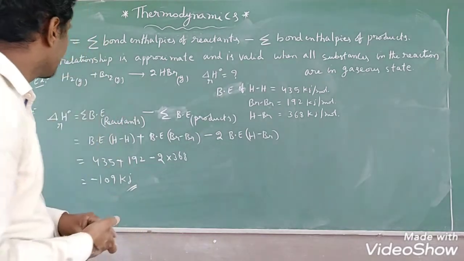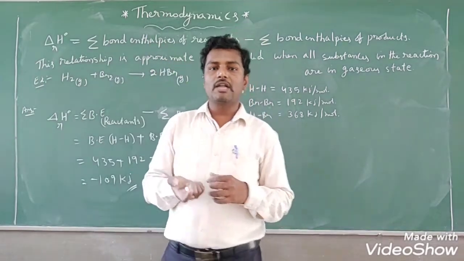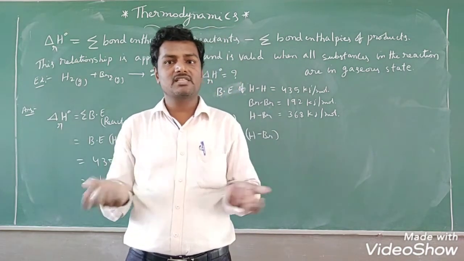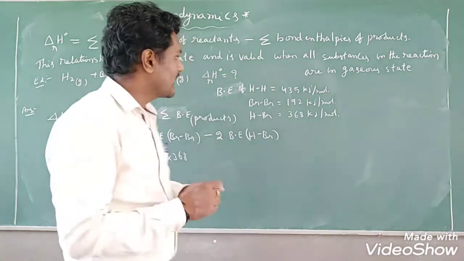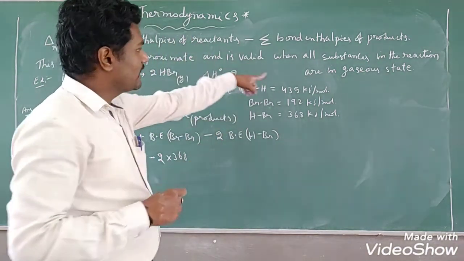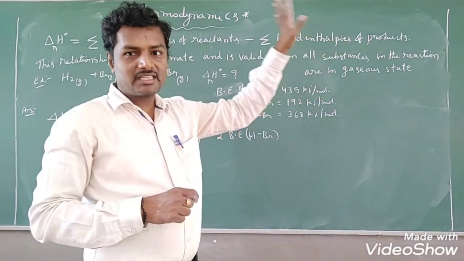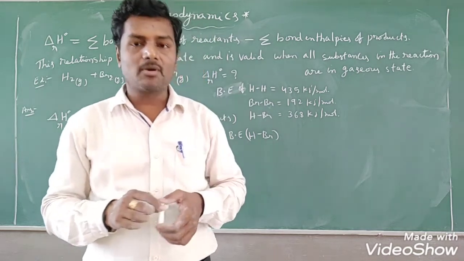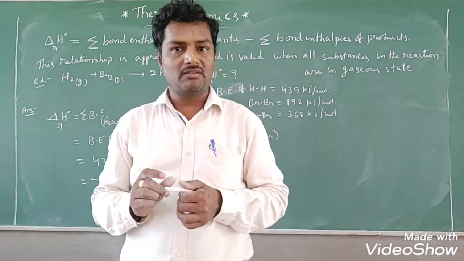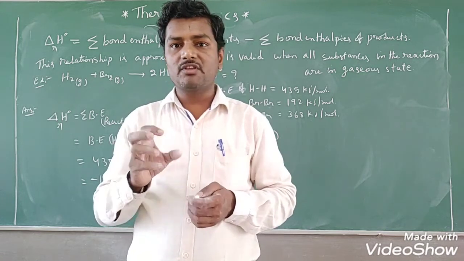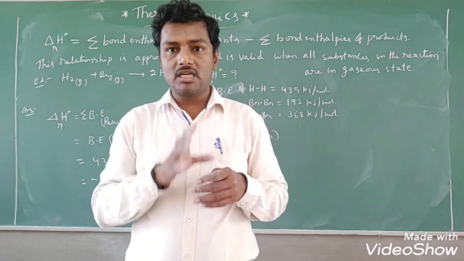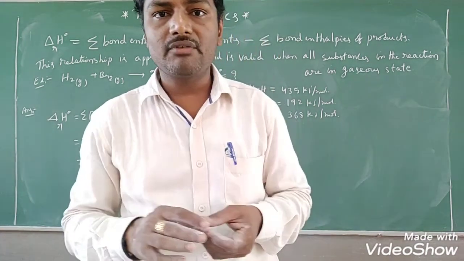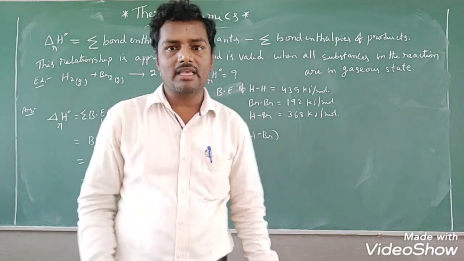Like this we can calculate the enthalpy of the reaction if we know the bond enthalpies of all the gaseous substances, reactants as well as products. This method is valid only when all the substances in the reaction are in the gaseous state, and it is only an approximate method, students. I hope everybody understood bond dissociation enthalpy and bond enthalpy. In the next topic we will see some numericals based on what we have discussed till now, and we will continue with the topic of enthalpy of solution, students. Okay? Thank you.